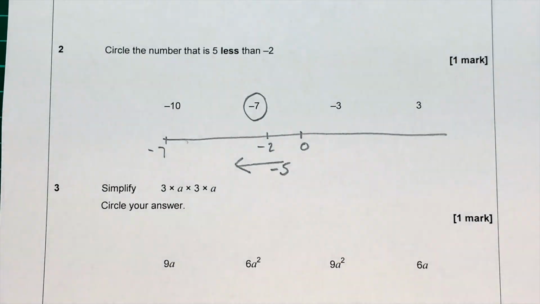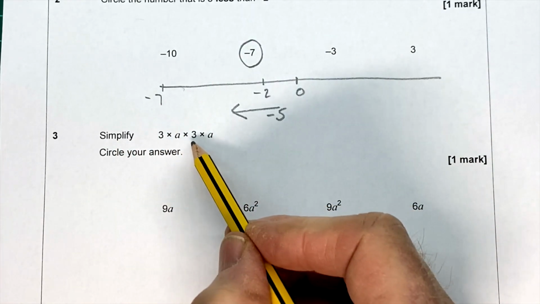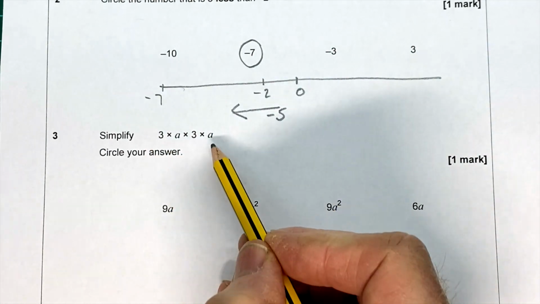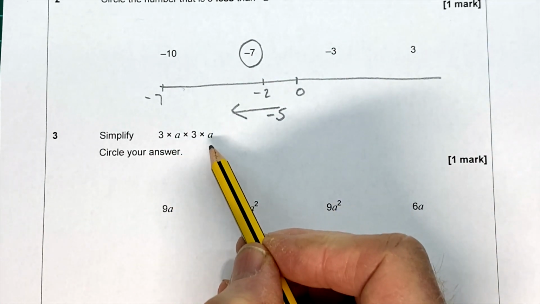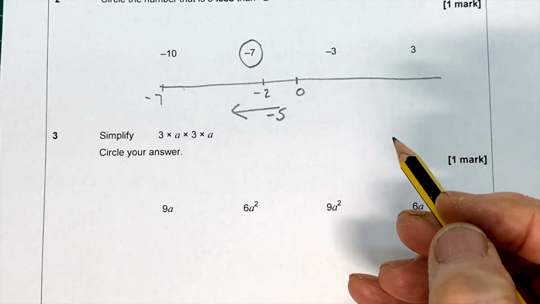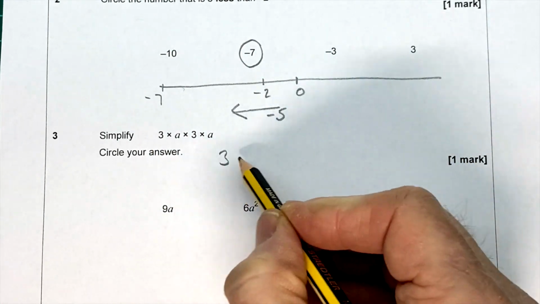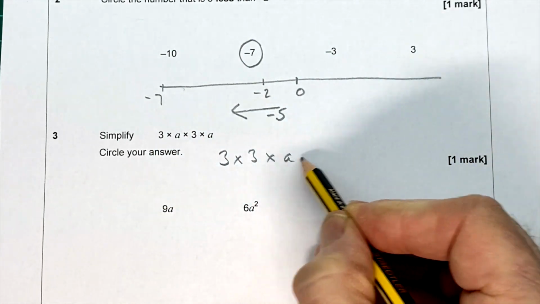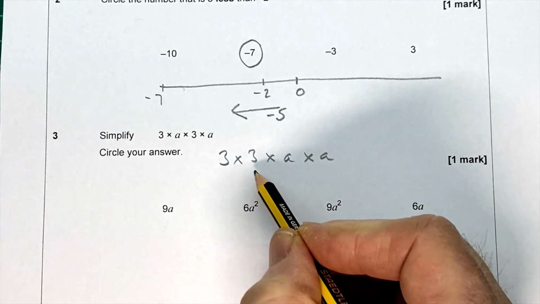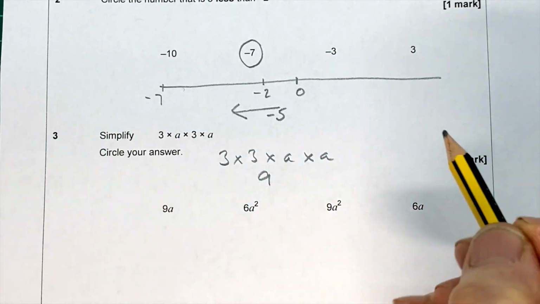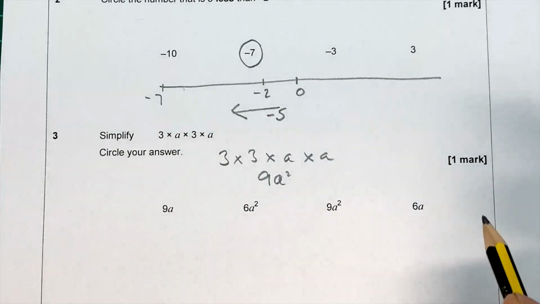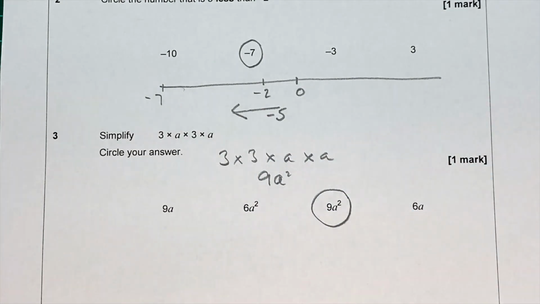Question 3. Simplify 3 times a times 3 times a. These are all multiplied together. If they're all multiplied together, that means they can be written in any order. So we could write that as 3 times 3 times a times a. Well, 3 times 3 is 9, and a times a is a squared. So we've got the answer 9a squared.